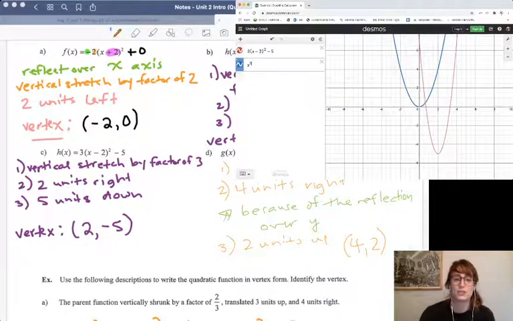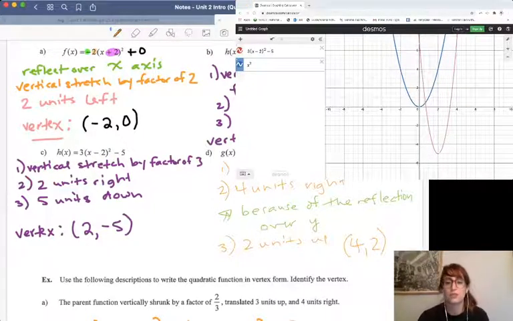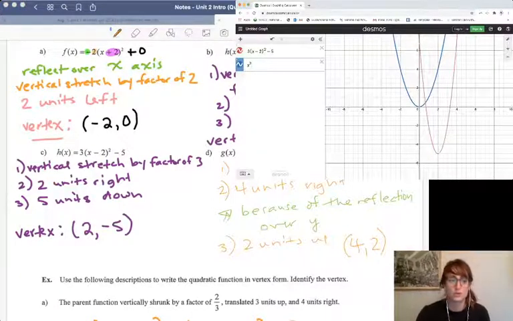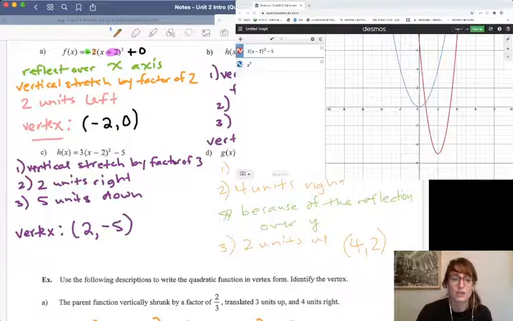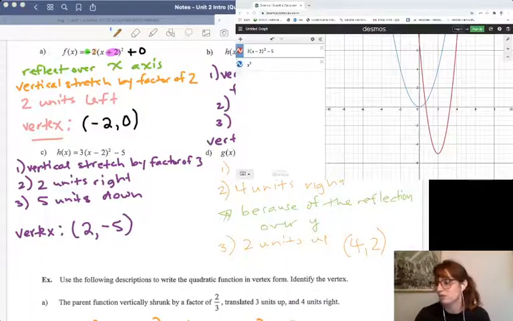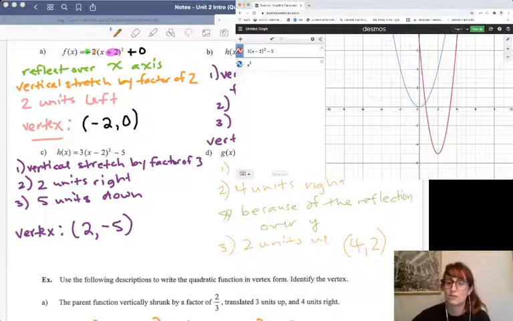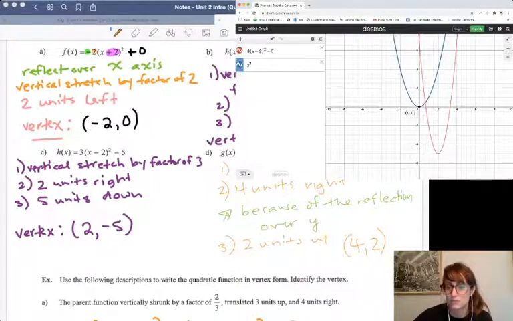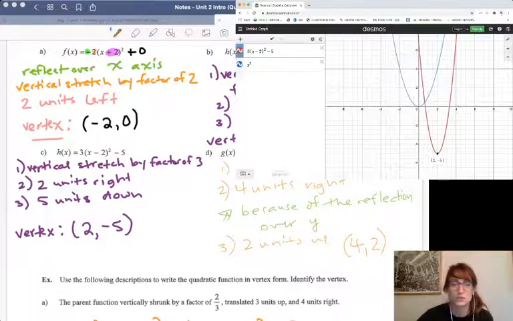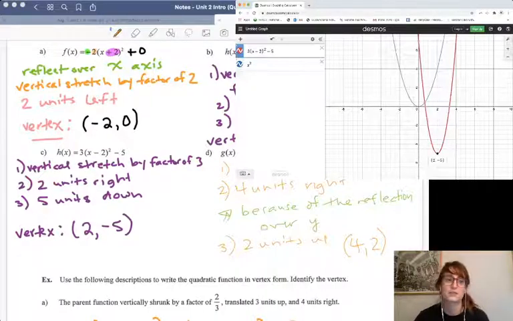So I said that it should be a vertical stretch by a factor of 3. It does look skinnier, so I know the red one is skinnier than the blue one, so I know that part I got right. I said it should move 2 units to the right, and look, the vertex moved from this spot right here to this spot right here. Oops, sorry. So it did go 2 units to the right, and I said it should move 5 units down, and it went 5 units down. And look at that, you guys. If I click right there, it actually gives me the answer for the vertex.